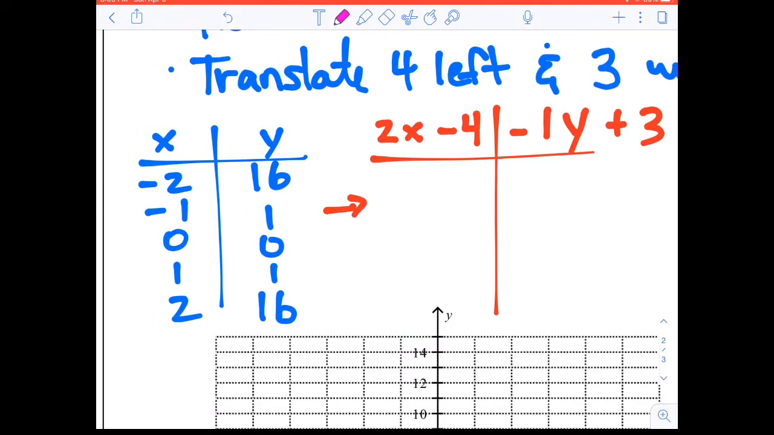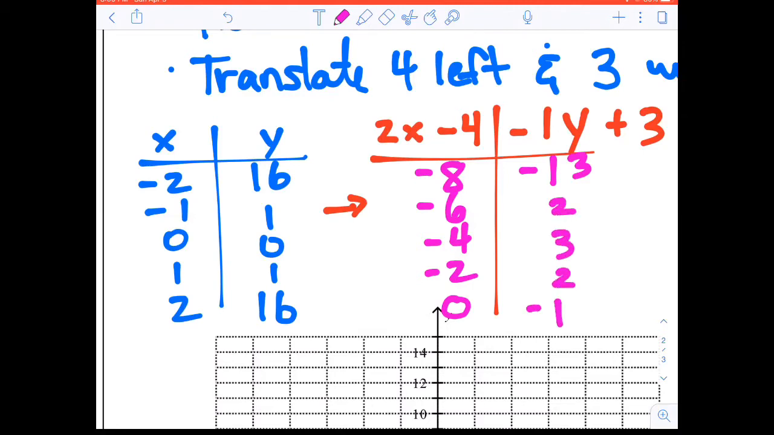So when I put in negative 2, negative 8, negative 1, 0, when I put in 2, 0. Same goes over here on the right. I'm going to plug in my values, 16, 1, and 0. 1 and 16 are there twice, so once I figure them out once, I know what it's going to be for the other one. Negative 13, 2, 3, 2, and negative 13.